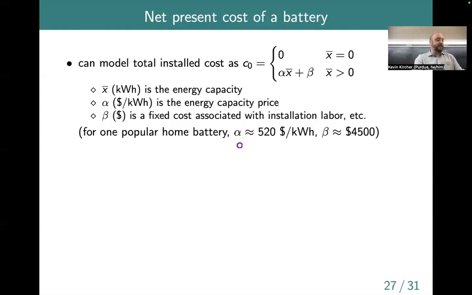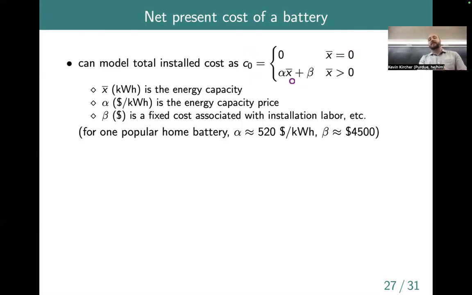All right, so that's net present value and discounted cash flow analysis in general, a very quick crash course. Let's apply it to a battery. The initial cost of the battery we can model as either 0, if we have a really dumb non-existent battery, so we're not putting in a battery and the capacity is 0, or let's model it as a linear function of the battery capacity, actually an affine function of the battery capacity.